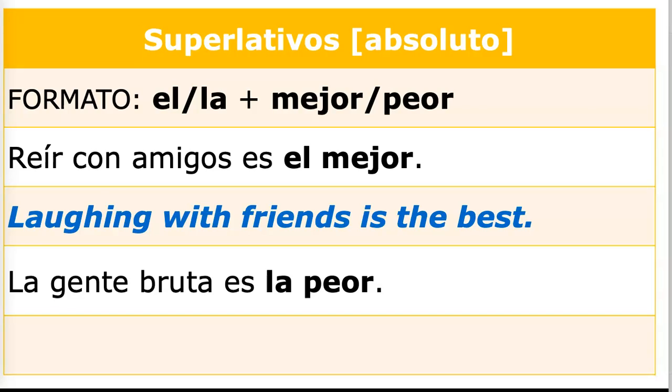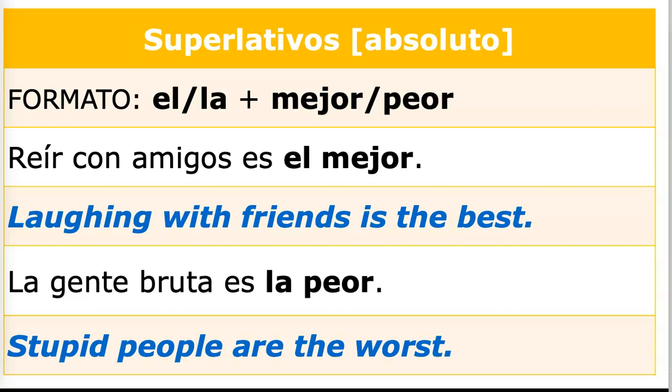La gente bruta es la peor. And notice gente is feminine and singular, and so we use la. Stupid people are the worst. Notice the translation. In English, we talk about people as plural, so even though the Spanish word is singular, we use the natural translation when we move to English.